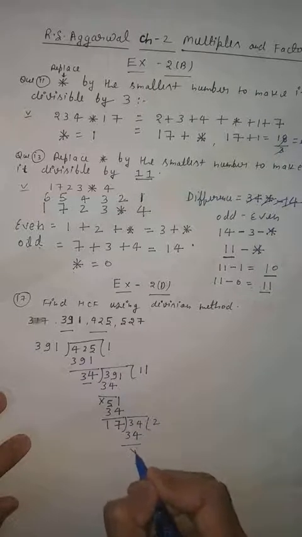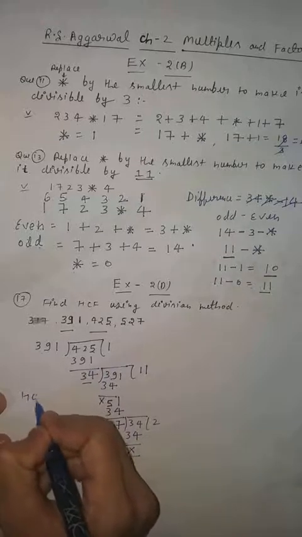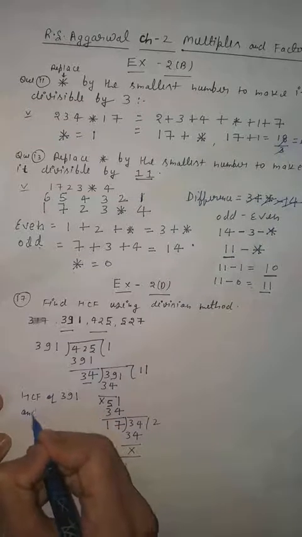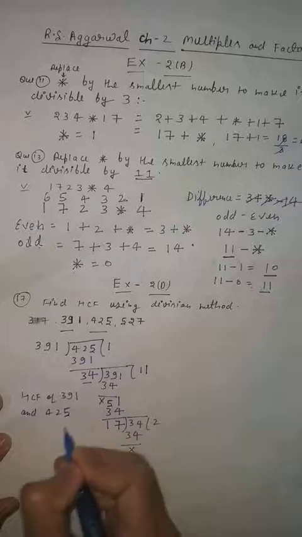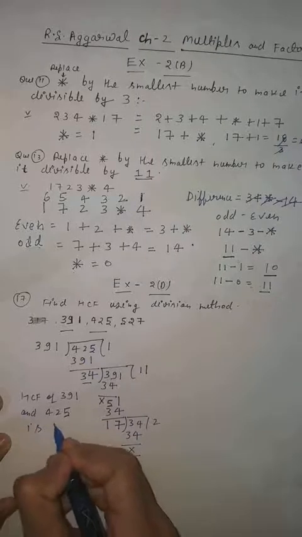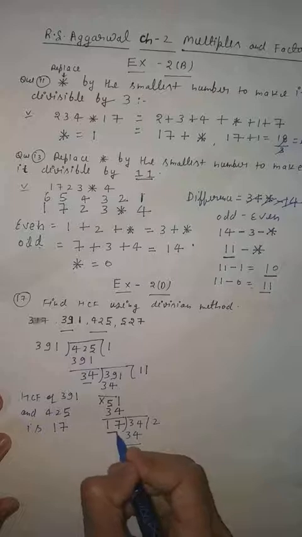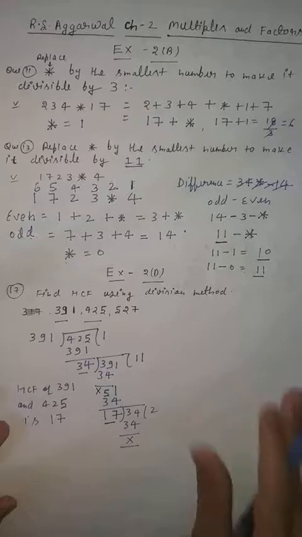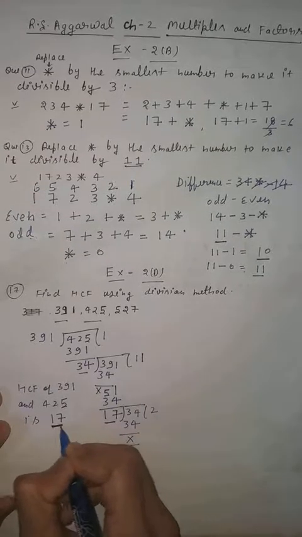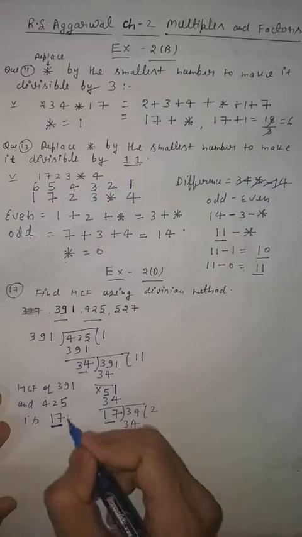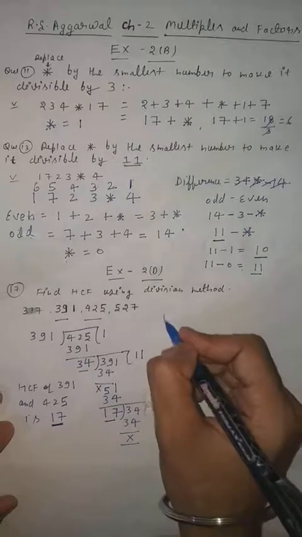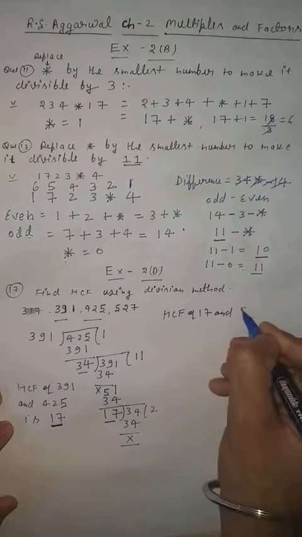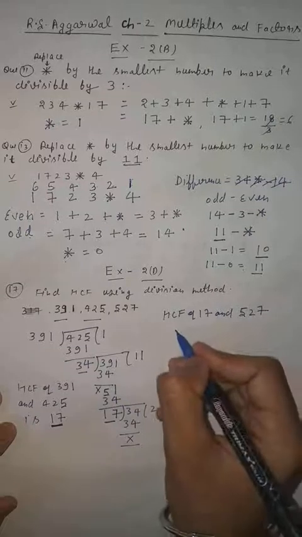Now here you can say the HCF of 391 and 425 is 17, because 17 is the last divisor which divides 34 totally. Now you have to check this 17. Again you will check the HCF of 17 and what number remains? 527. Clear, students? So check it.